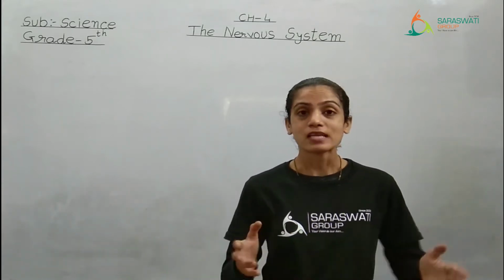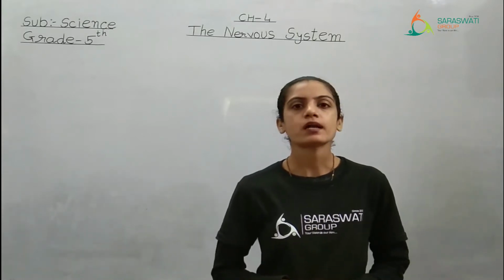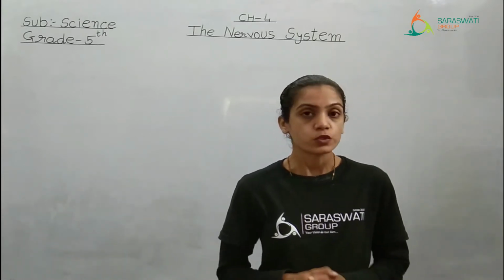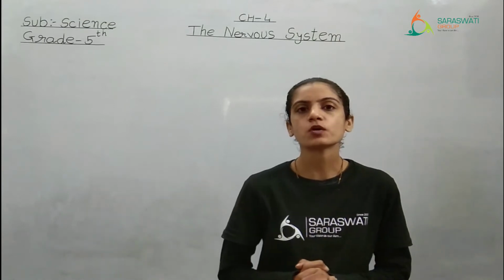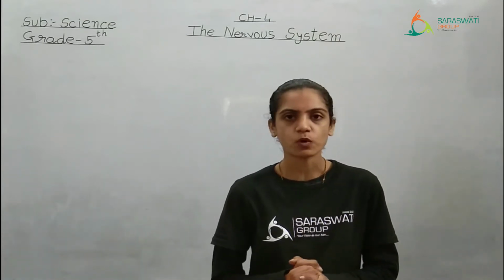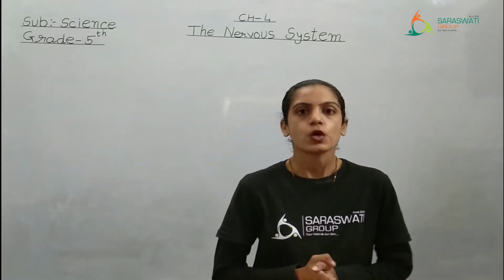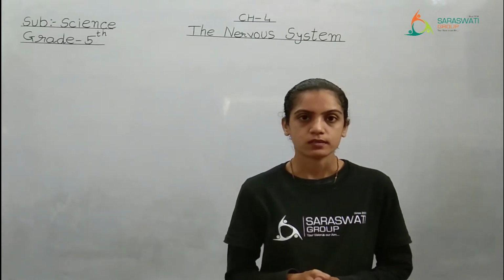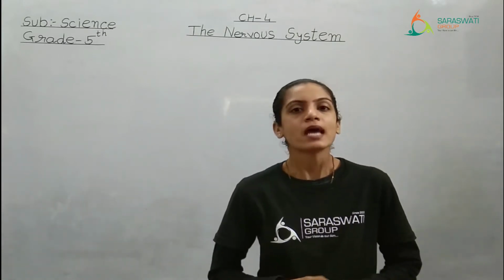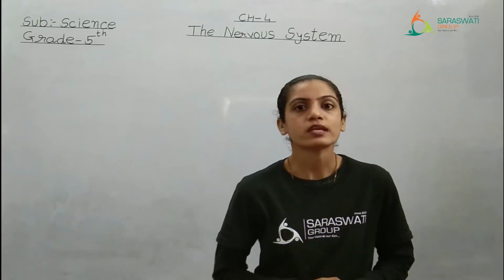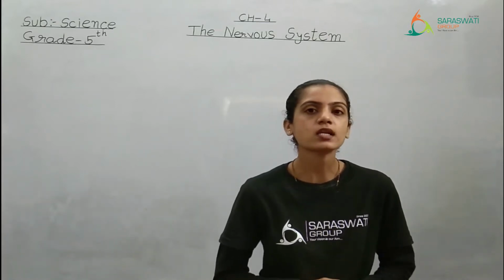Now kids, as you all know, we have started with lesson number 4, which is related to one of the systems of the human body, the nervous system. We have completed one part, the brain portion. Now we are moving further to the next portion, that is the spinal cord.